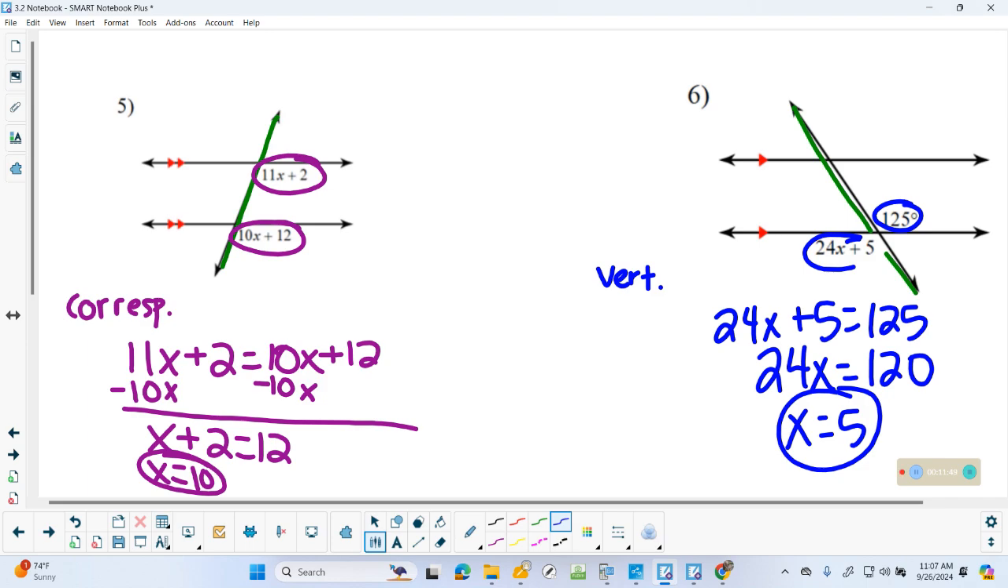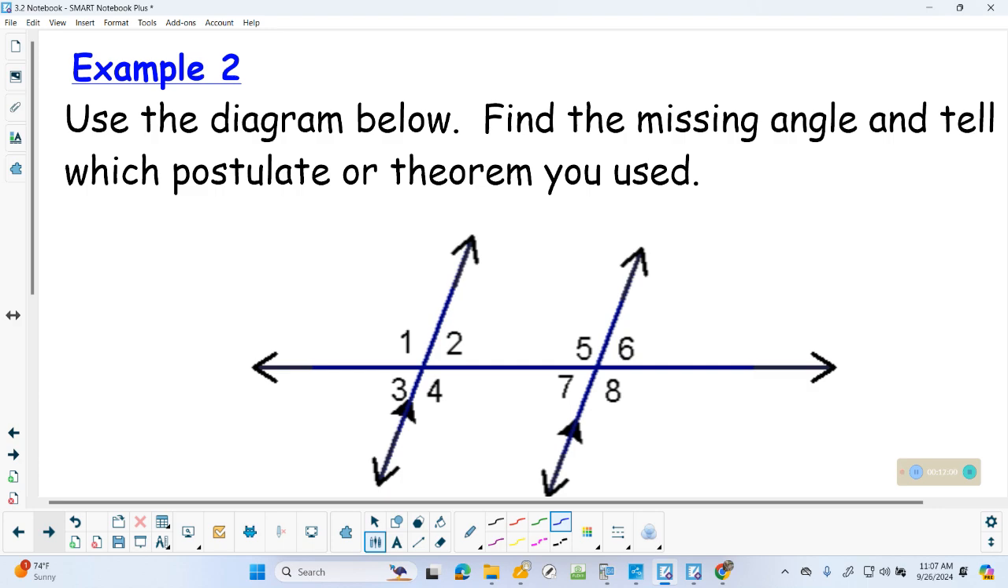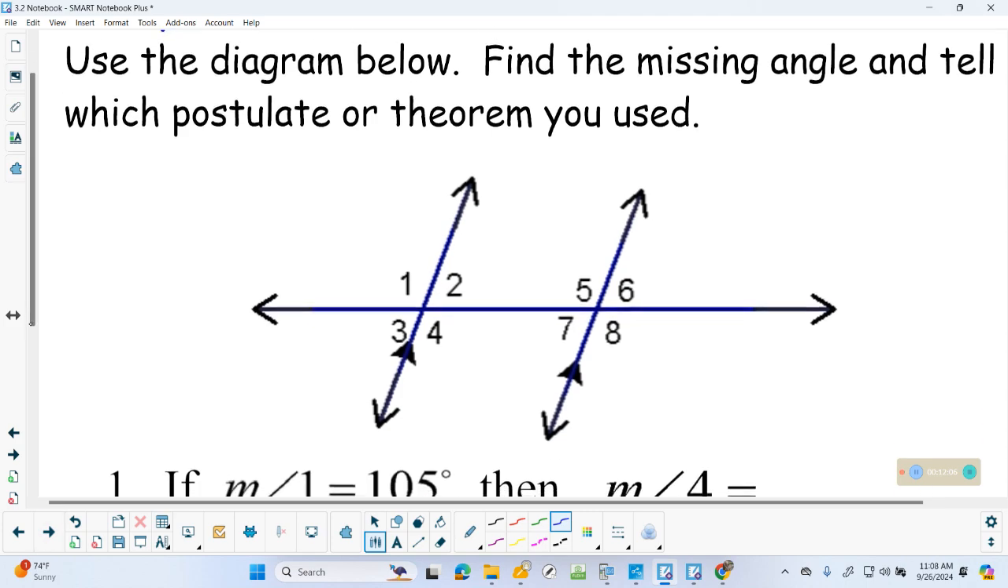So like I said, on the homework, the first 4 only make you also write down the angle pairs, and you can put more than one. After that, it just says solve for x. You don't have to write the angle pairs. So let's do these guys, and we're going to do one of the proofs today. So use the diagram below. Find the missing angle. Tell which postulate or theorem you use.